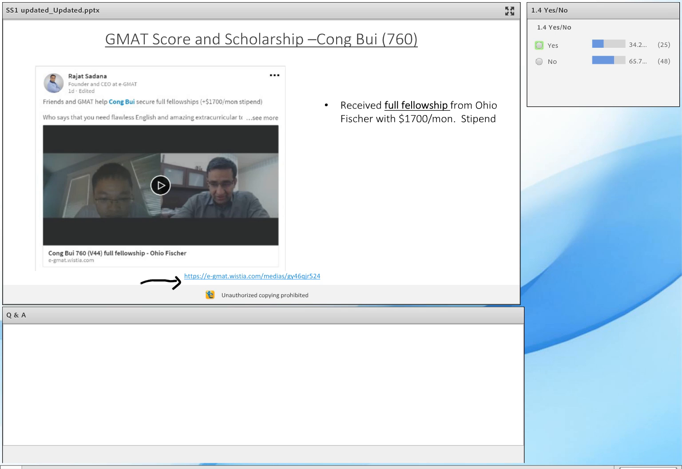Now, there are very few people who get a scholarship or a fellowship, but there are even fewer people who actually get paid to study. This guy is getting paid $1,700 a month to study at Ohio Fisher. So again, 4 full fellowships. In addition to this, he also received 3 other full fellowships. He's currently studying at Ohio Fisher. I mean, who wouldn't, if you get paid to study?